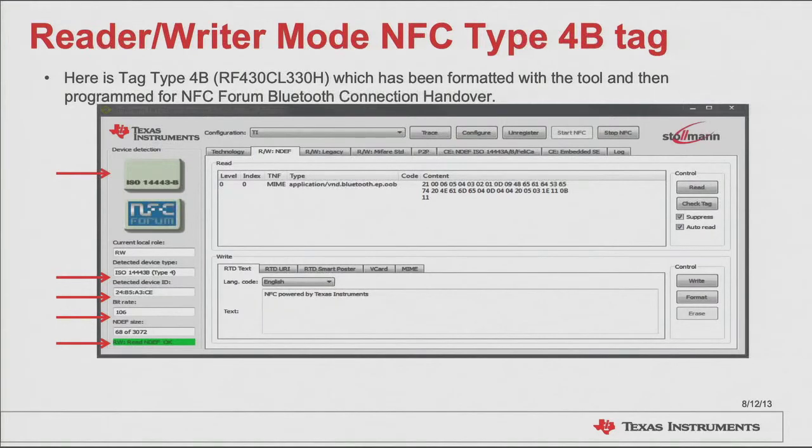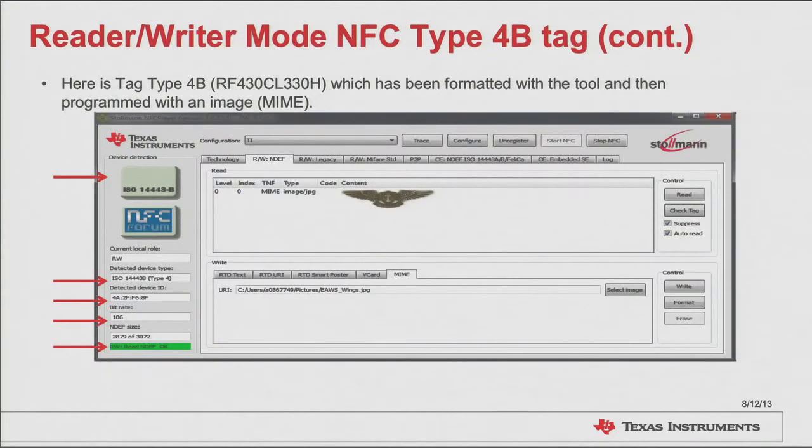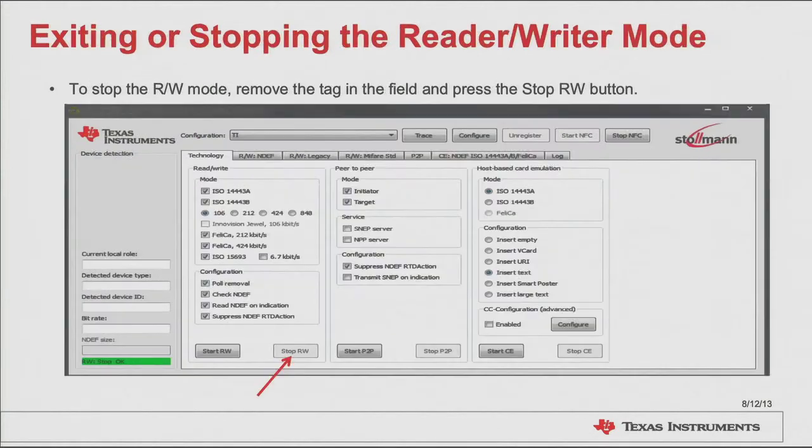Here's tag type 4B, which has been formatted with the tool and then programmed with an image. This demonstrates a larger file being stored, which could then be extracted out by another NFC device or via the host over I2C or SPI. To stop the RW mode, remove the tag in the field and then press the stop button.